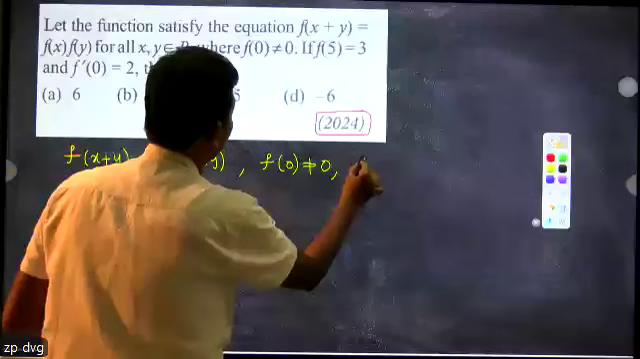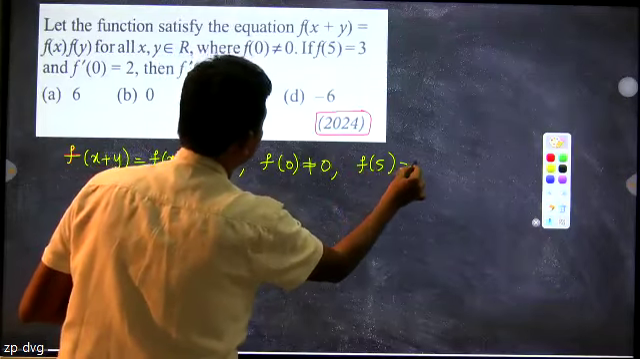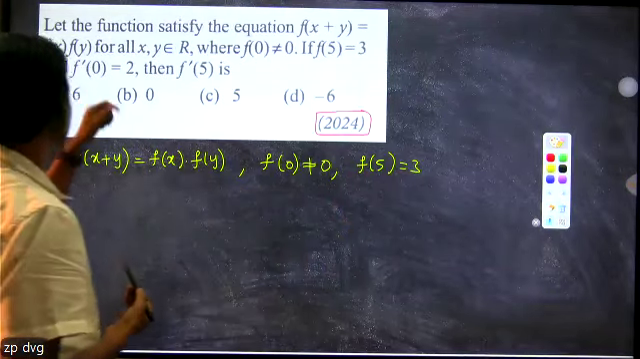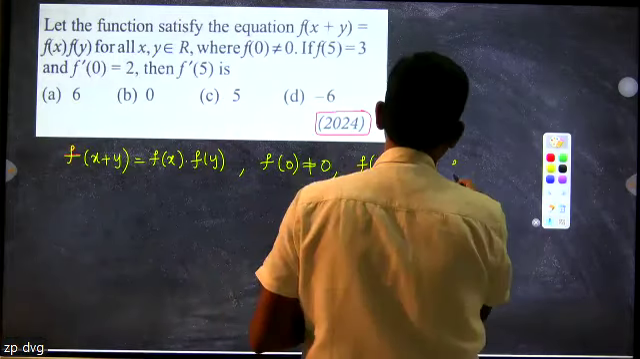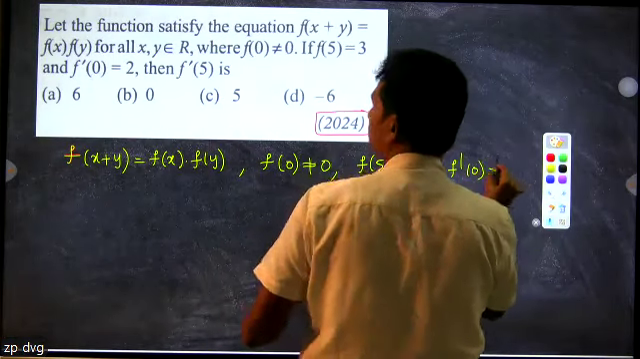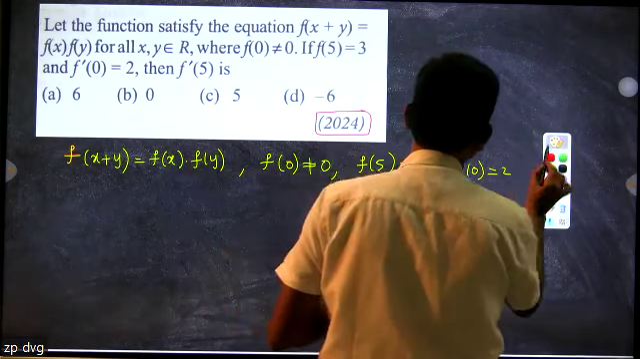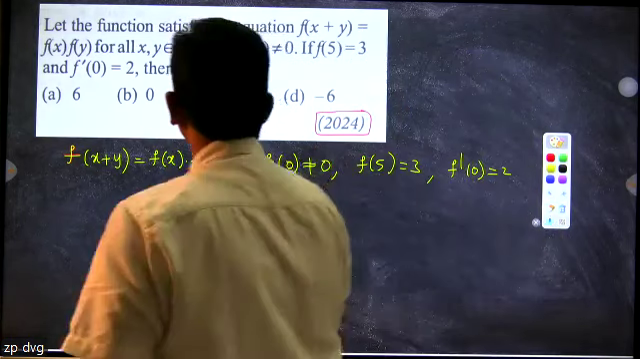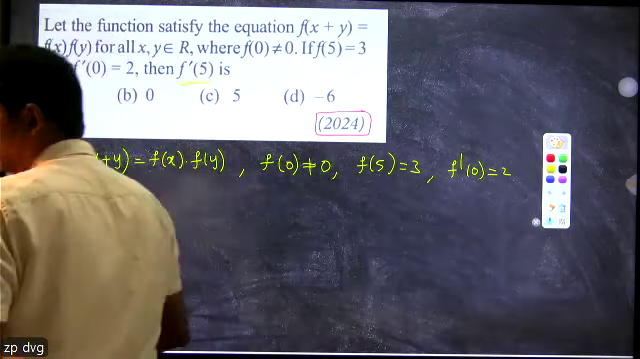Okay. f(5) is given: f(5) is 3. Then f dash of 0, f'(0), is 2. This information is already given in the question. We need to calculate f dash of 5.